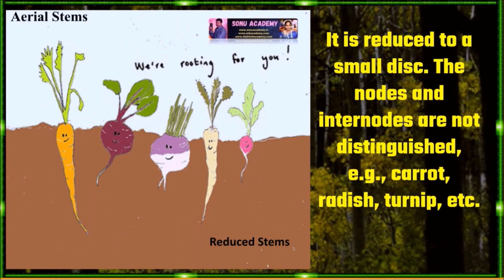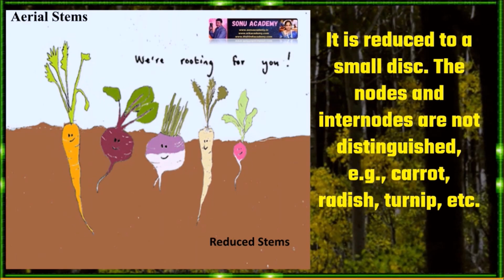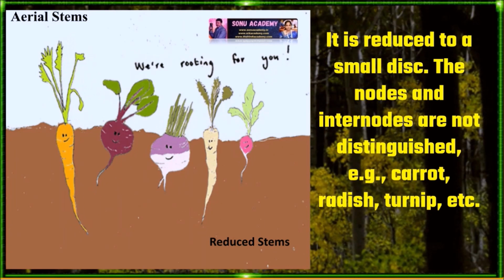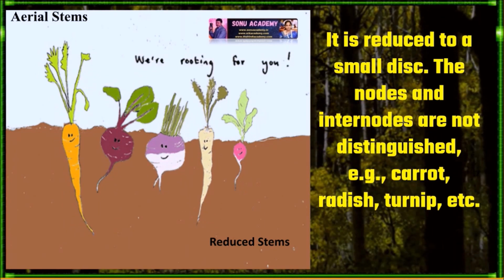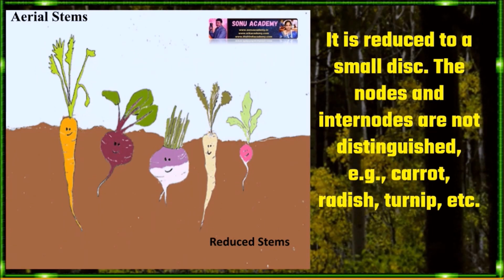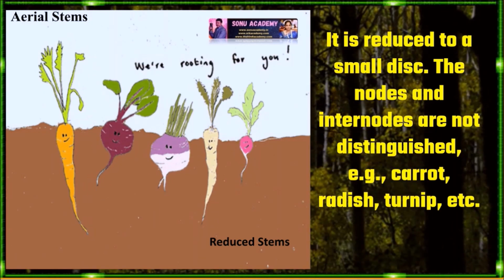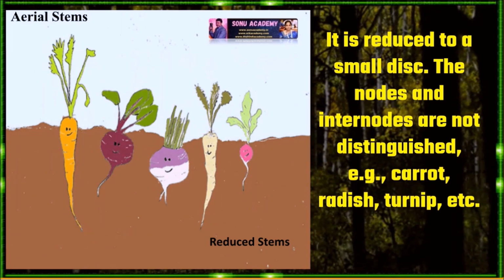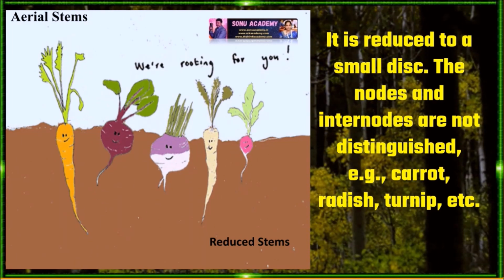Now let us discuss aerial stem. The aerial stems have two forms, that is reduced stem and erect stem. Let us discuss reduced stem. A reduced stem is reduced like a small disc. The nodes and internodes are not distinguished. Examples: carrot, radish, turnip, etc.